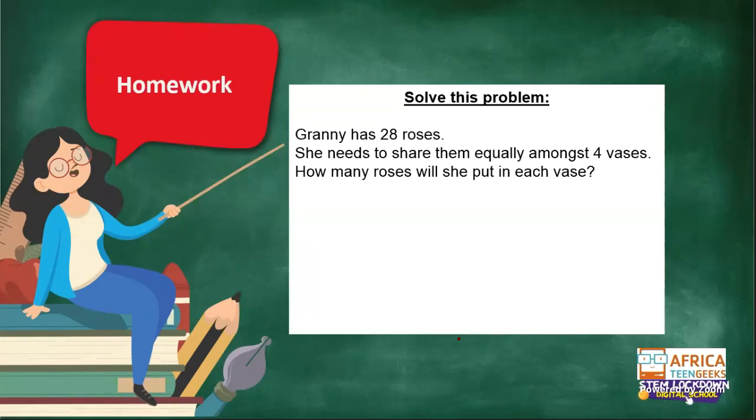But the thing is, I want it on paper. All right. And if you want to be nice, you can of course draw it as well, because it's also a way of doing it. You can draw your 28 roses and put them into groups. Do you know what's a vase? A vase is a flower pot. That's where you put your flowers in.